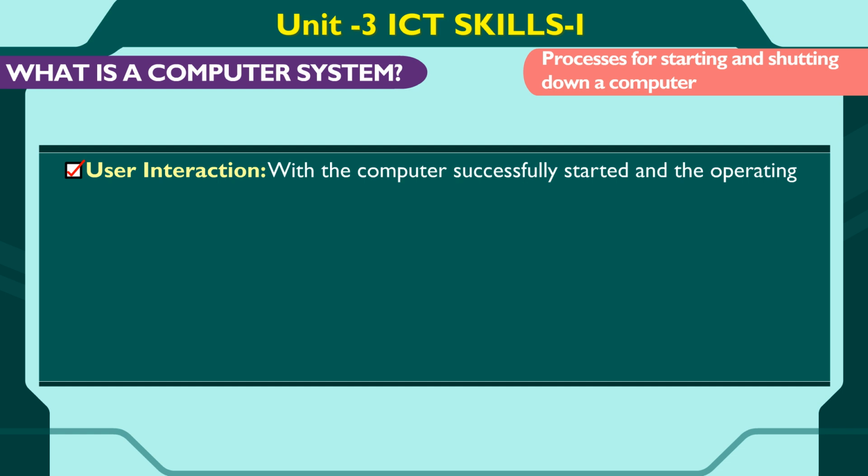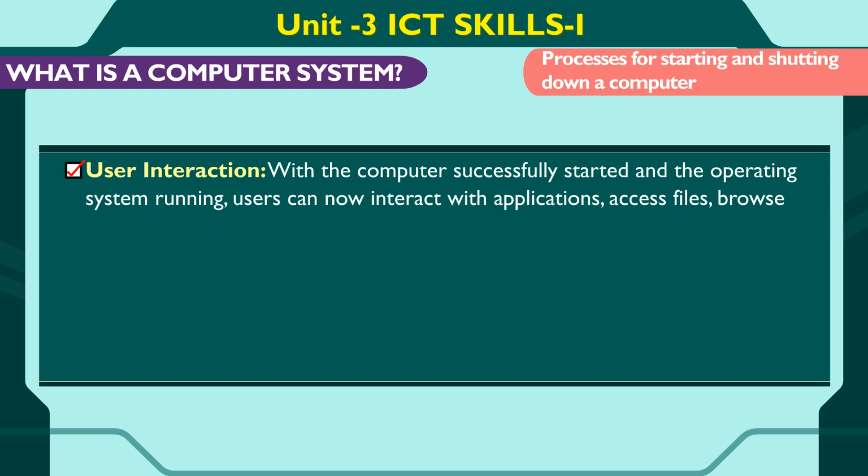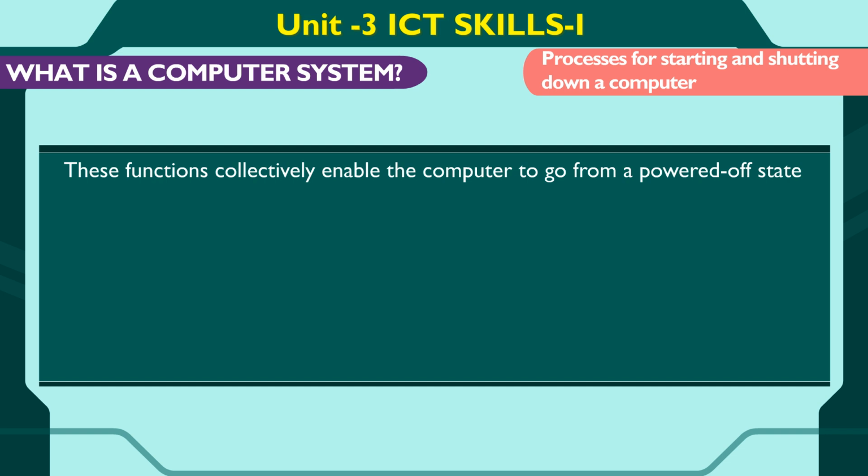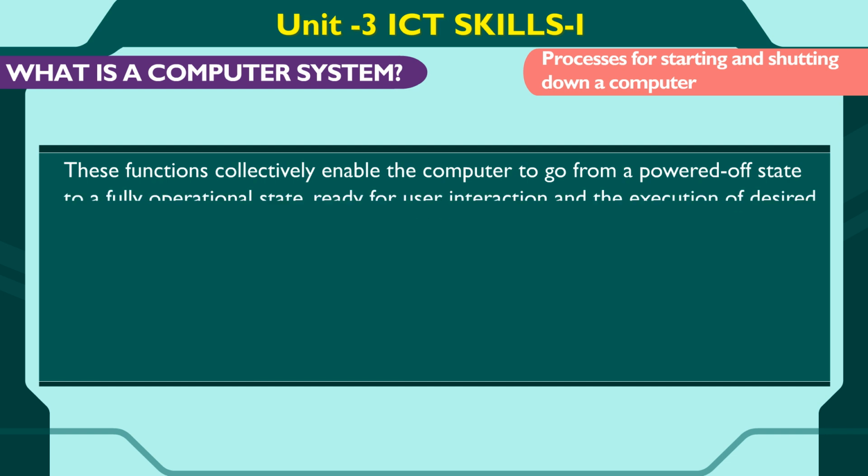User interaction. With the computer successfully started and the operating system running, users can now interact with applications, access files, browse the internet, or perform other tasks based on their needs and preferences. These functions collectively enable the computer to go from a powered-off state to a fully operational state, ready for user interaction and the execution of desired tasks.